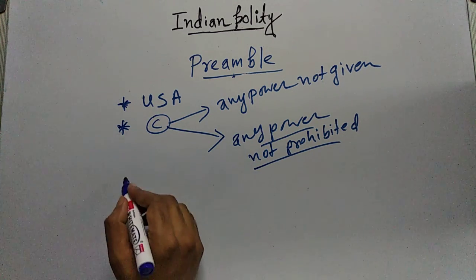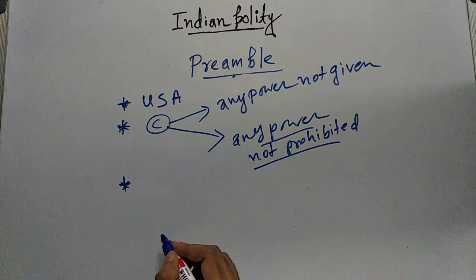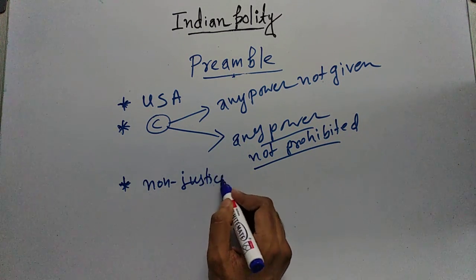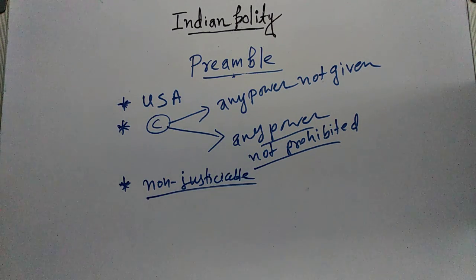And another important thing regarding the preamble is that the preamble is non-justiciable. That means you cannot move to the court and say, dear court, please enforce the preamble. You cannot do so because the preamble is non-justiciable. That means its provisions are not enforceable in a court of law. You cannot simply go to the court and ask the court to instruct the government to implement the preamble. That means the preamble itself is non-justiciable.